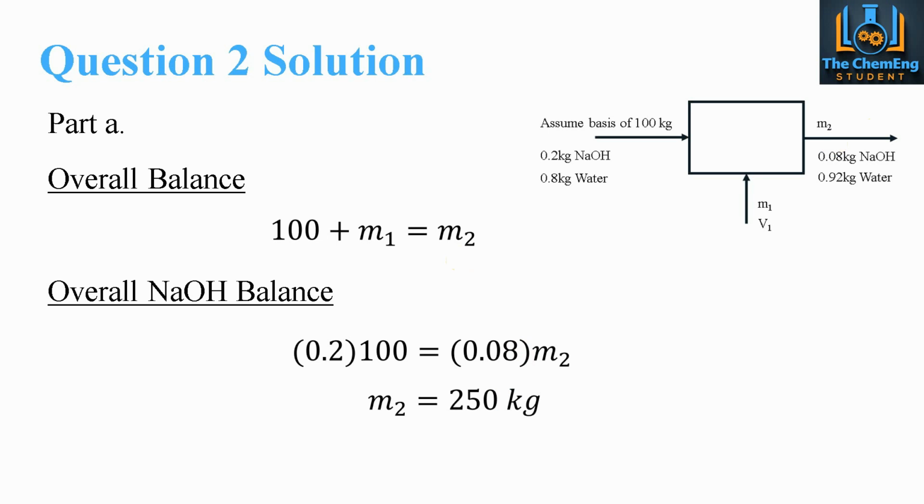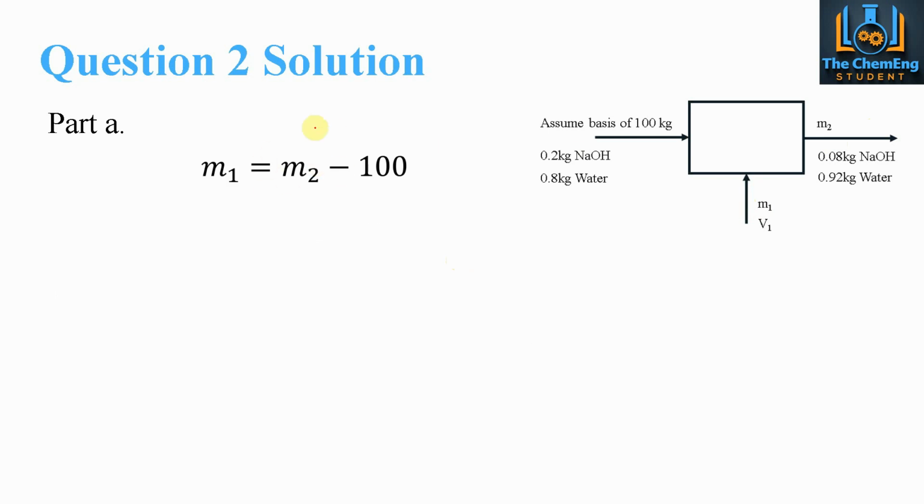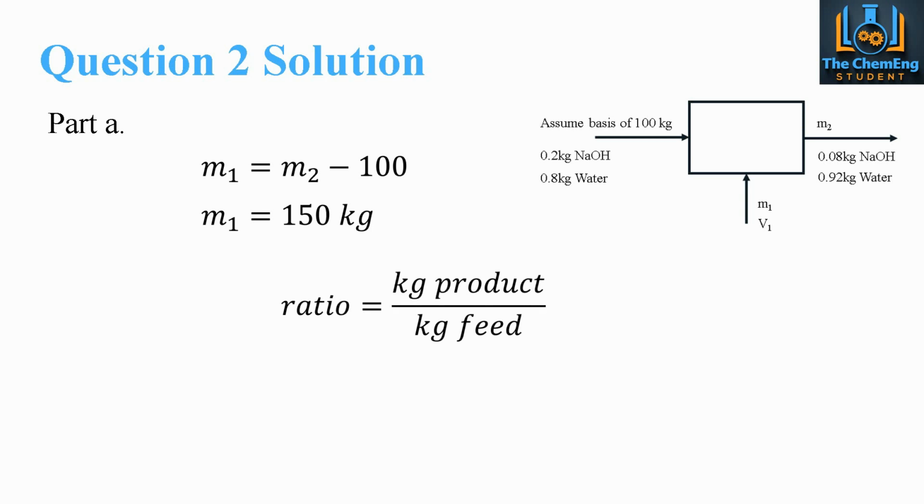Now that should be very simple in order to deduce the value of M1, because we just rearrange the overall balance and we know therefore the M1, the amount of pure water in the system, has to be 150 kilograms. Because we'd have 100 coming here, then 150 would give us our 250. So that should be fairly straightforward. Now the ratio of the kilograms of product per kilograms of feed. We can now determine this because we have M2 and we have M1. So we just do 250 divided by 100. That will give us a ratio of 2.5.